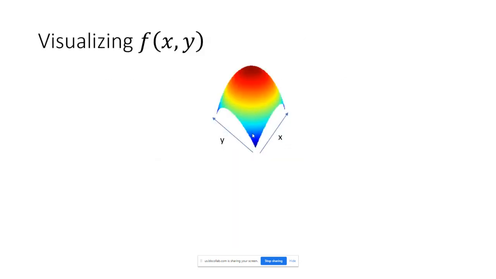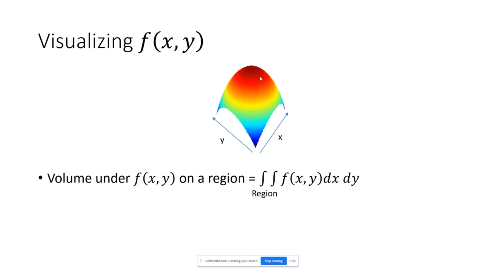All right, so the way to visualize this joint density function is to think of it as being a surface that has a height over the xy plane. And then the volume under that density function on a region is the double integral of the density function on that region. That is going to give us the probability that x and y are in that region.